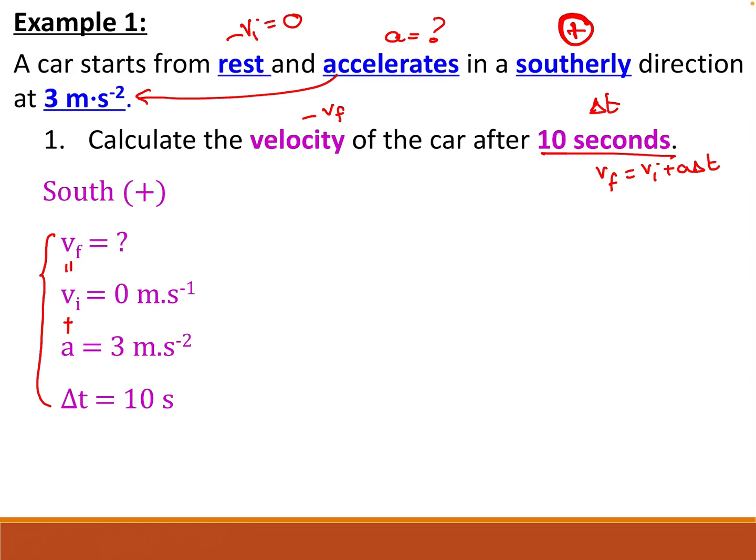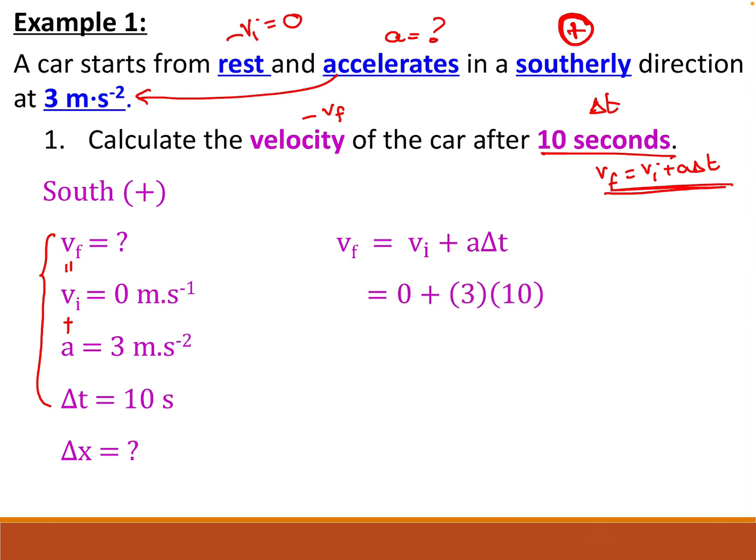Doesn't matter which order you put these in. I don't know delta x. I may or may not need it. But from looking at the order I've got that in, and then I go to my equations, I go, well, actually, this is the most logical equation to use. I don't know delta x, so I can't use any of the other equations. So Vf equals Vi plus A delta t.